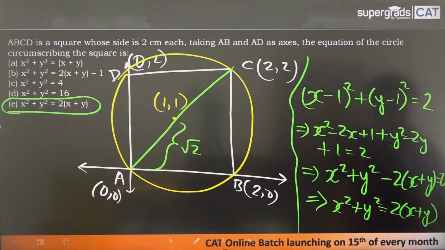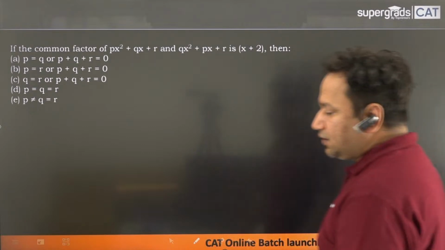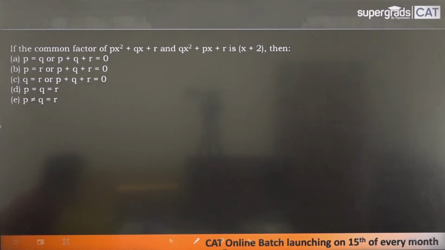By the way, how is this question? Isn't it beautiful? A lot of things are involved over here. Coming to the next one. If the common factor of px square plus qx plus r and qx square plus px plus r is x plus 2, then what is true? I have tried to include all the aspects of algebra through the questions.